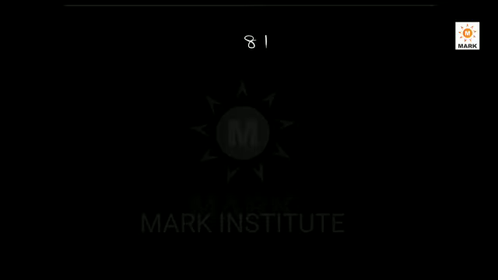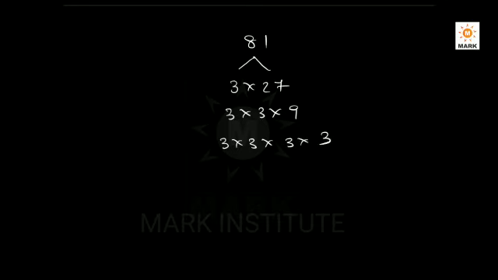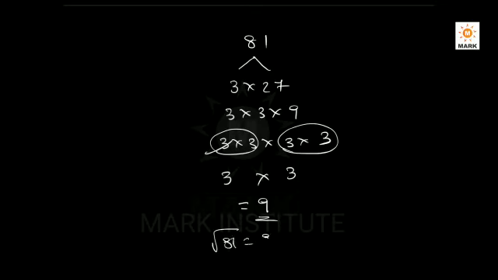81. So 81 can be written as 3 into 27. So 3 into 3 into 9. So 3 into 3 into 3 into 3. So from this pair I am taking one number called 3. From this pair I am taking one number called 3. So 3 into 3 is equal to 9. So we know very well the square root of 81 is equal to 9. So with the small numbers also we verified.